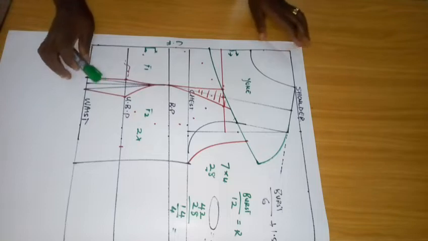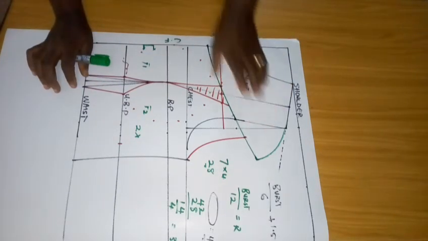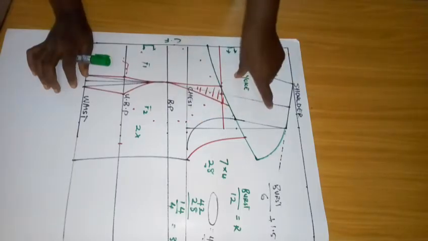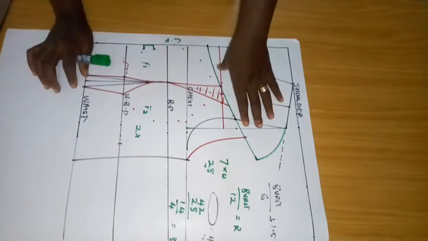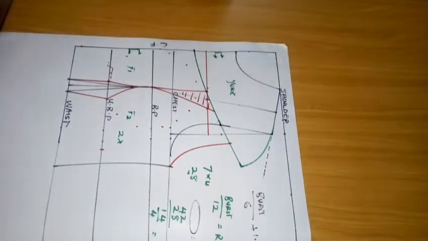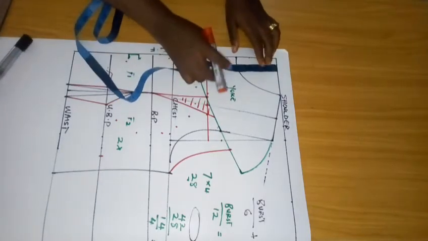Okay, so drafting the back right now is going to be the same yoke. The focus of this tutorial is on the front bodice, but for the back bodice you are going to make use of exactly the same yoke. The only difference is the neckline, so I'll just demonstrate to you how the neckline is going to be.